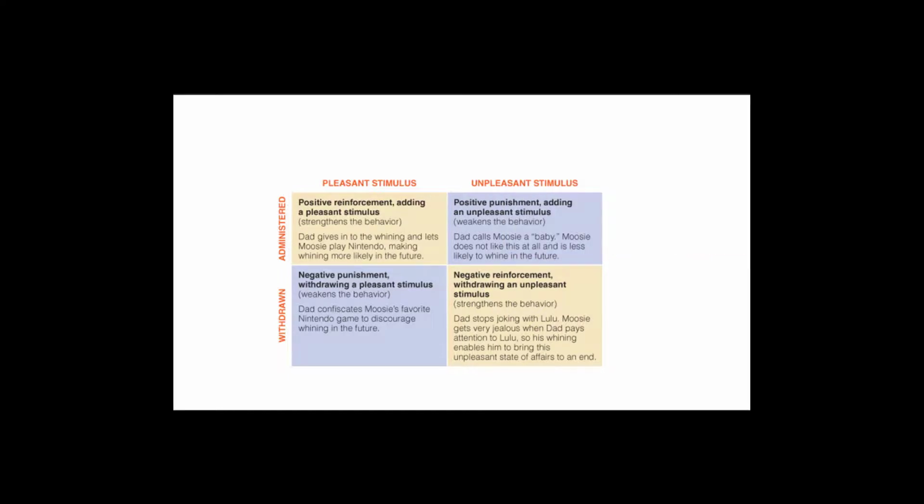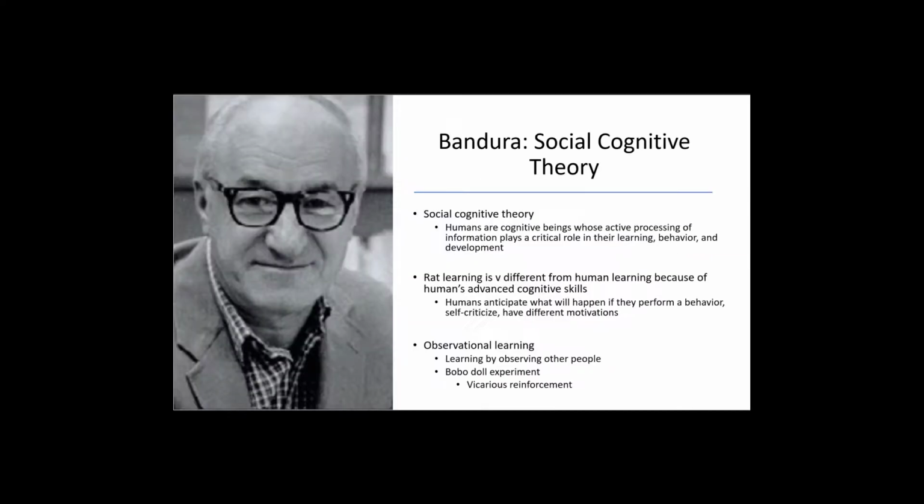So let's look at Bandura, social cognitive theory. RIP, he just died recently, so RIP to a legend. Social cognitive theory: humans are cognitive beings whose active processing of information plays a critical role in their learning, behavior, and development. Rat learning is very different from human learning because of humans' advanced cognitive skills. Humans anticipate what will happen if they perform a behavior, self-criticize, and have different motivations. They partake in observational learning, learning by observing other people.